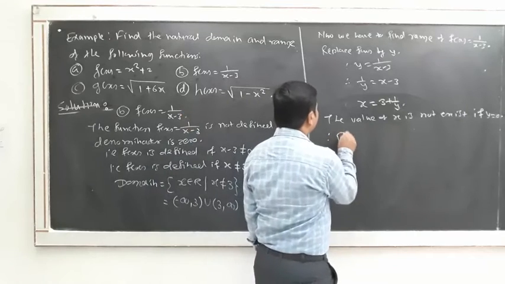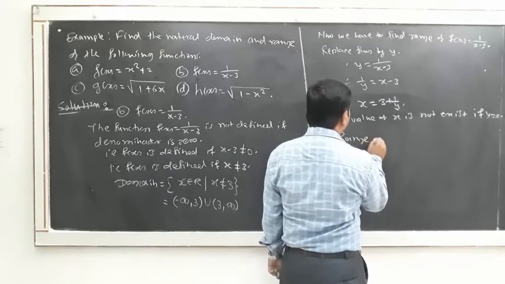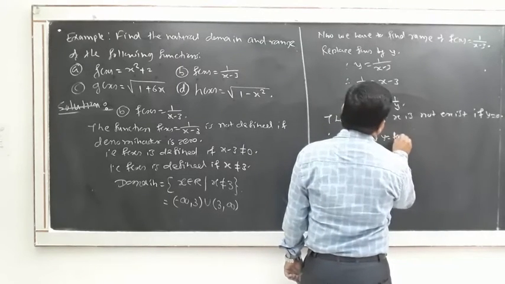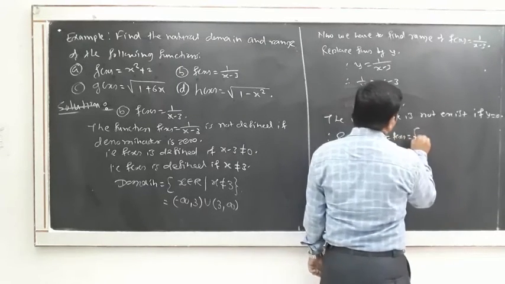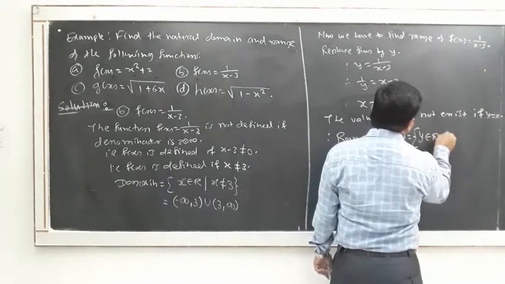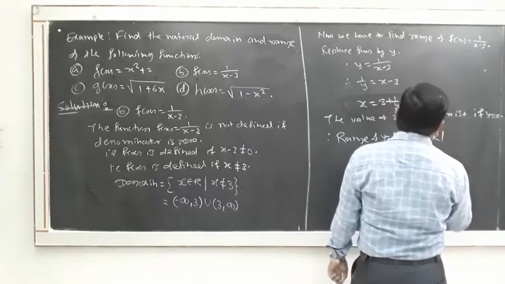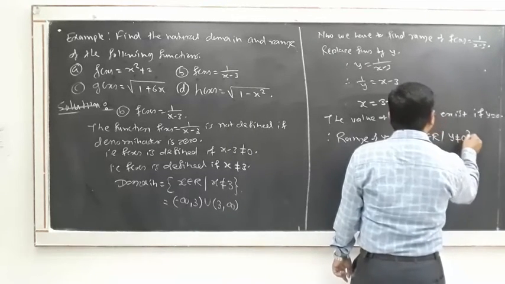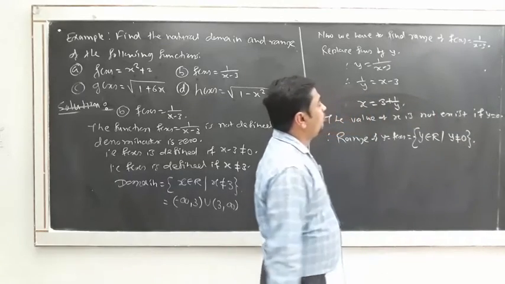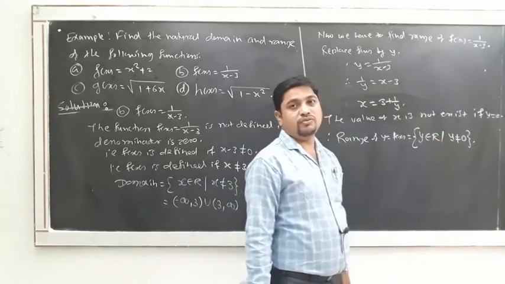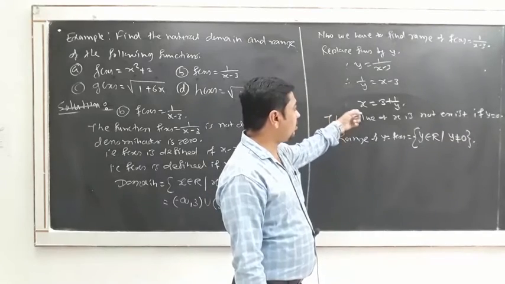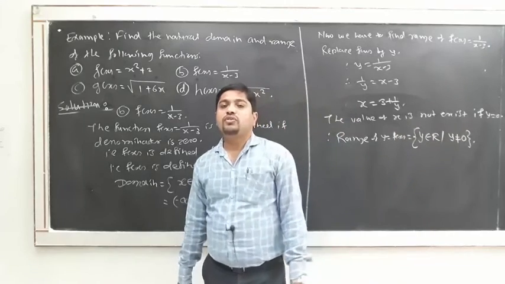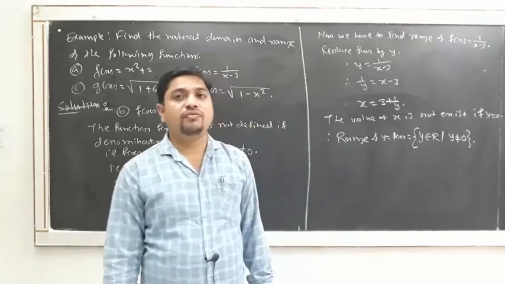Therefore the range of y, which is f of x, is the set of all y belongs to R such that y is not equal to 0. Okay, the value does not exist if y is equal to 0. That means this function value exists if y is not equal to 0. So this is the range of the second function.